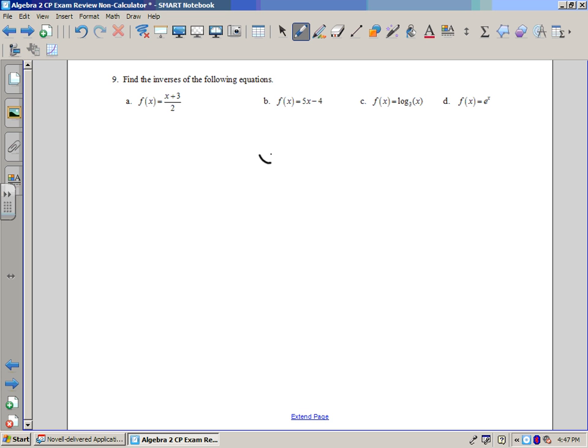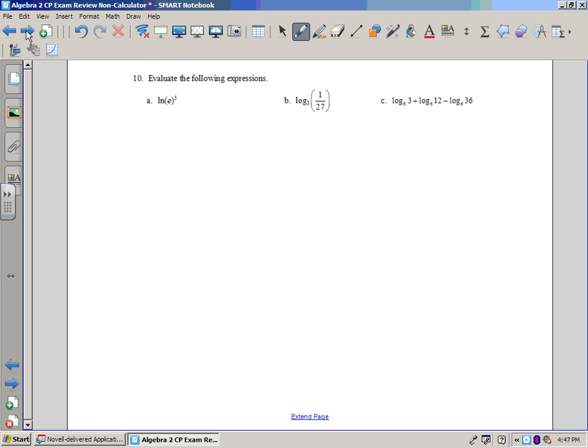And for D, y is equal to e to the x. Switching the x and y's, x is equal to e to the y. I'm going to undo e to the power by taking the log base e, which we call the natural log. So I'm going to take the natural log of both sides. These cancel out. Y is equal to the natural log of x.